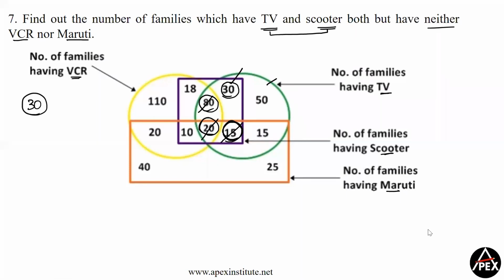Okay, this can also be done. If you can identify that we need to find the region common to only TV and scooter, so what is the region common to only TV and scooter? This 30. So you can also find it in that way. So the answer for this question should be 30. Clear, guys? Clear? Any doubts? Quick responses, please.